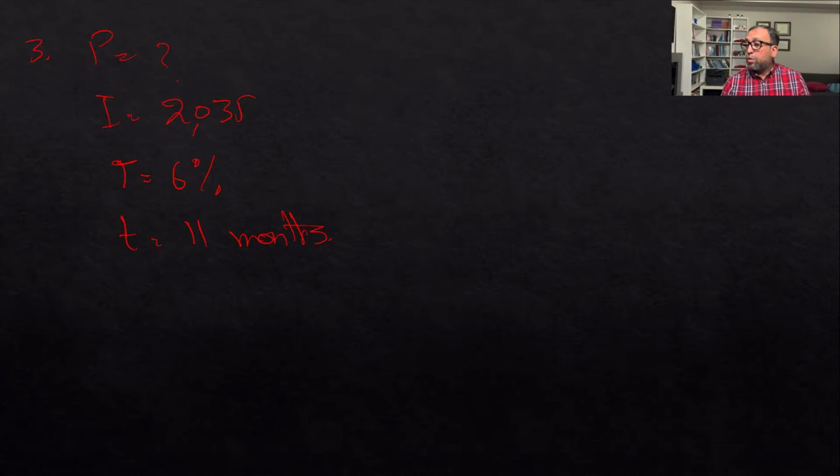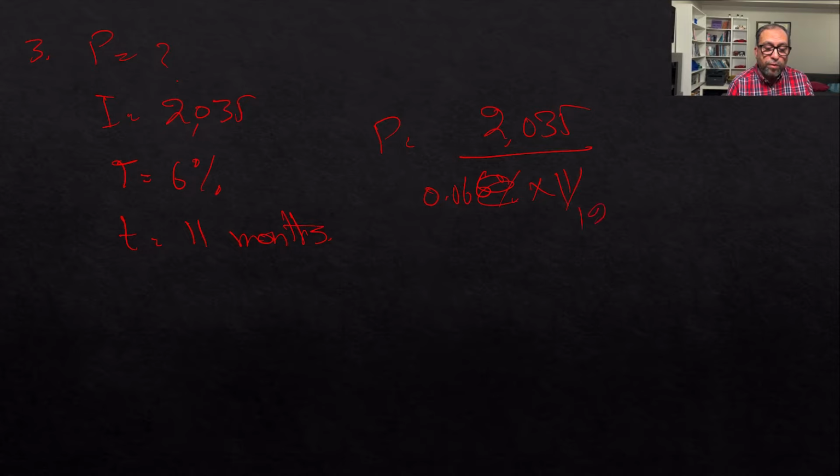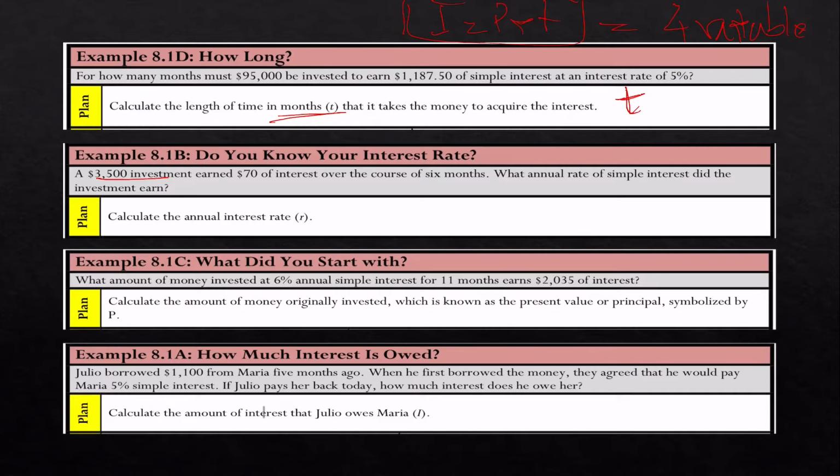So how do you figure it out? P is equal to 2035 over 6%, or we can write it like 0.06, into 11 by 12. So if we calculate this, we get 37,000. So we need to invest 37,000 for this period in order to get 2035.